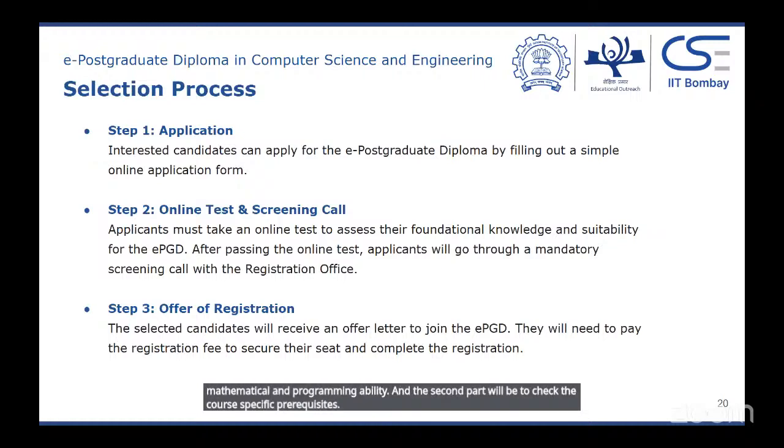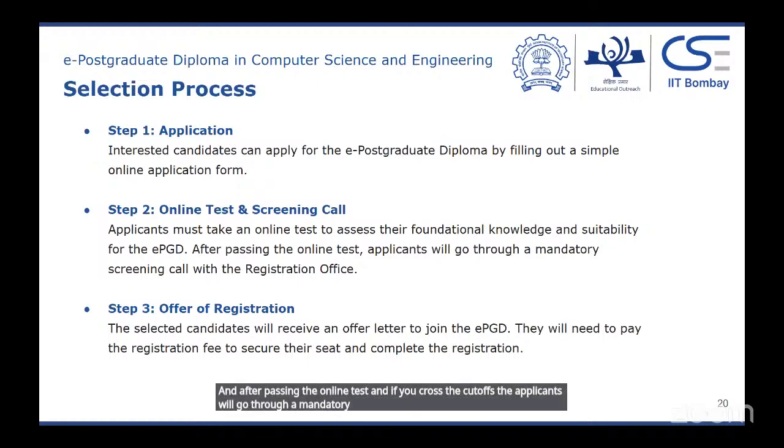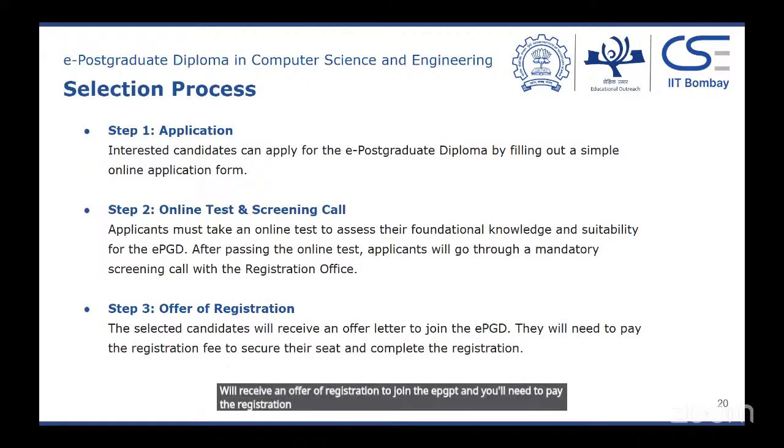And after passing the online test, and if you cross the cutoffs, the applicants will go through a mandatory screening call with the registration office. And based on the score of both these things, if you cross the cutoffs, then the selected candidates will receive an offer letter, an offer of registration to join the ePGD. And you will need to pay the registration fees to secure the seat and complete the registration. So that's how the selection process works.